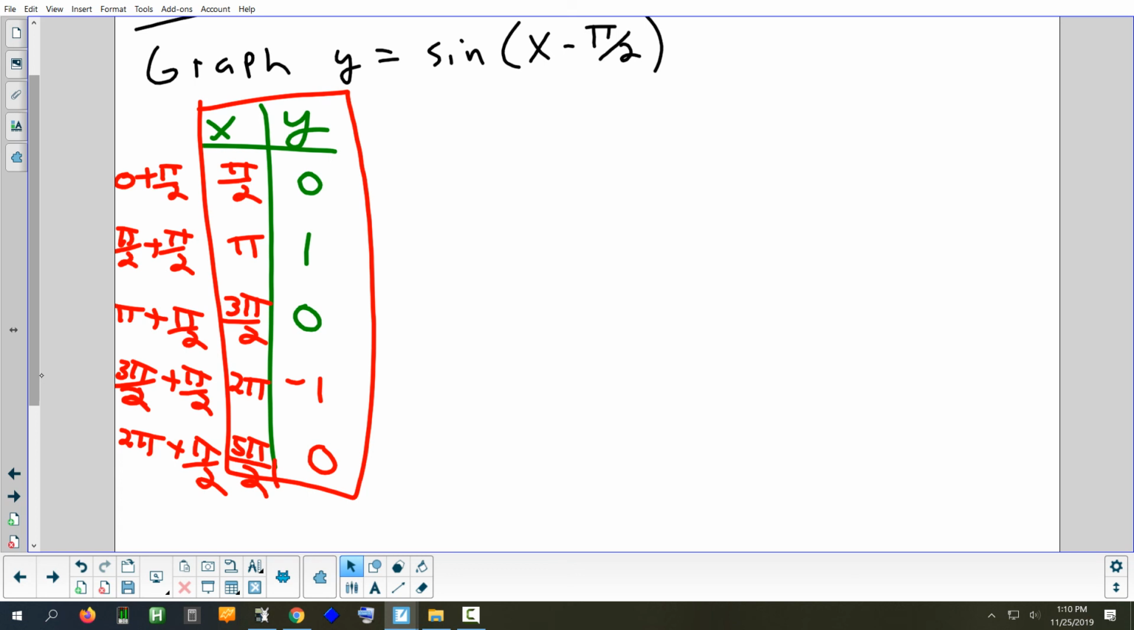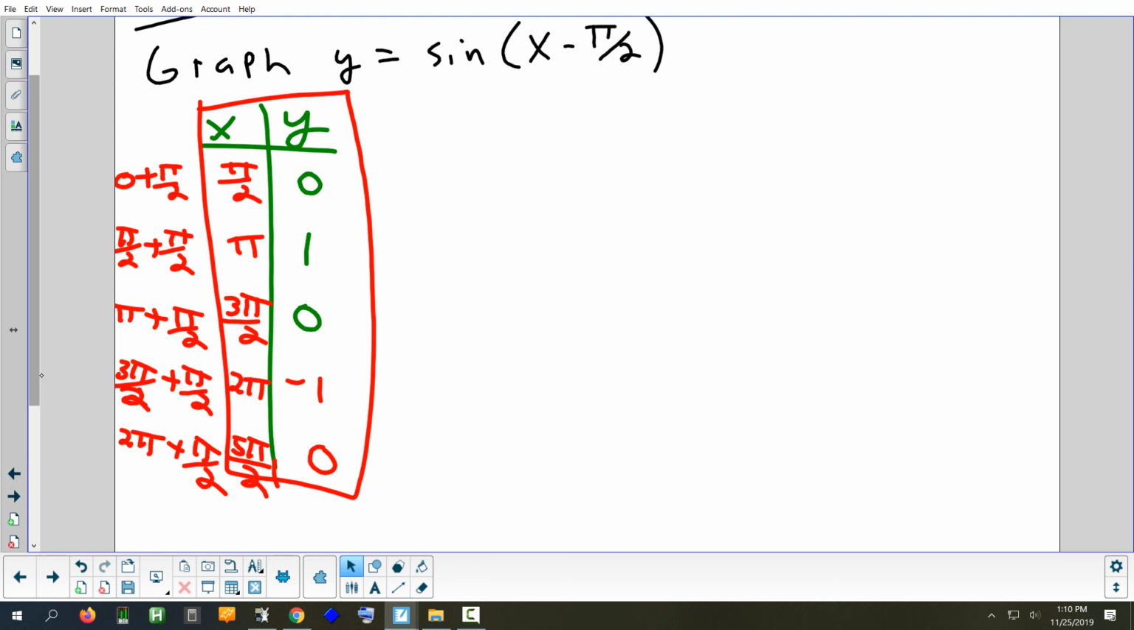Any questions on that? So if it was adding pi over 2, we would be taking away. You always do the opposite. It's the same thing we've done all year. When you see subtraction inside, that moves it to the right, which means x values get bigger. When you see addition inside, it moves to the left. That means x values have to get smaller. So you would subtract.